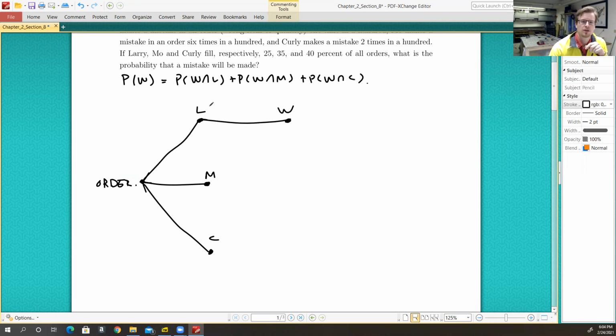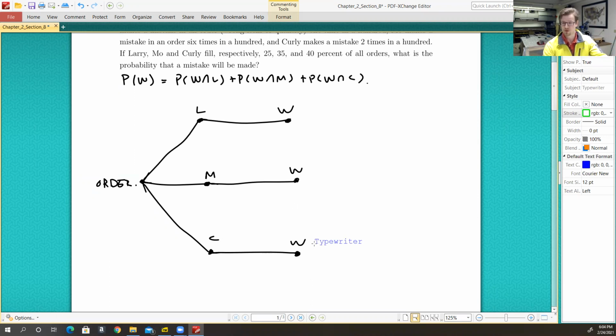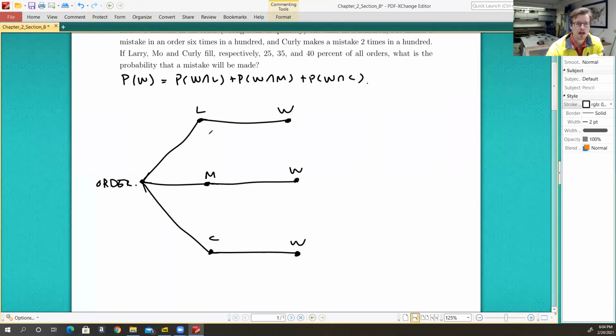Now we're only considering what happens, or the situation where an order is filled wrong. So Larry fills it and it's wrong. Mo fills it and it's wrong. Curly fills it and it's wrong. So we end up with 3 different scenarios for this. So okay, we can start filling in some probabilities, but these are my 3 scenarios. Once an order is submitted, either Larry, Mo, or Curly are going to fill it.